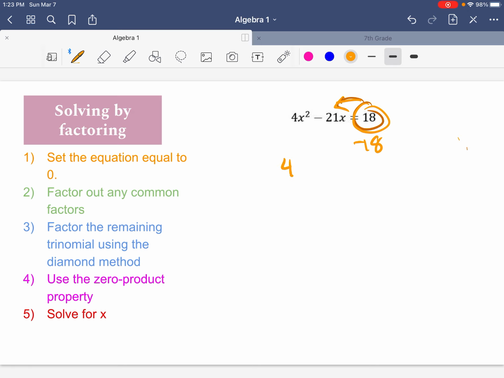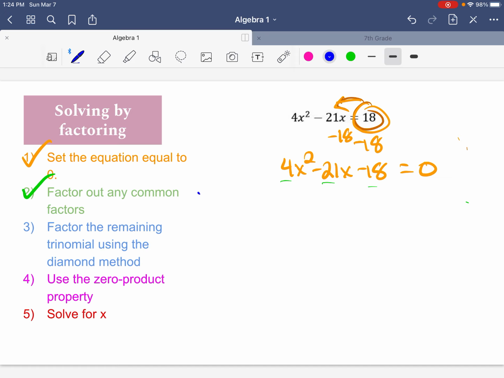So I have 4x squared minus 21x minus 18 equals 0. There we go. Took care of the first step. Boom. Then we're going to check to see if there's any common factors. Well, a 4 and a 21. No common factors. That's okay, but it's always good to check. Step 3 says we're going to factor out the remaining trinomial using the diamond method.